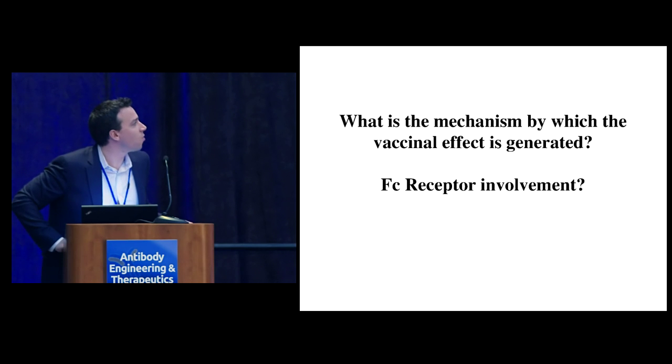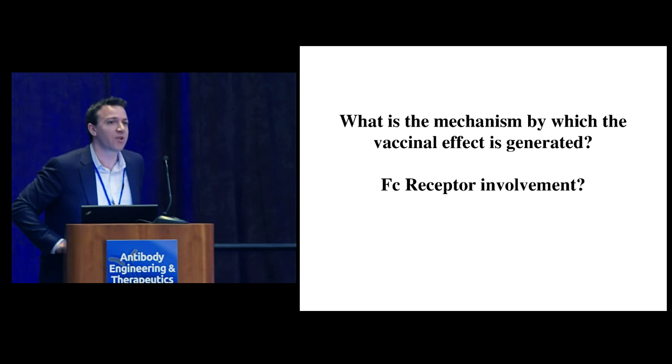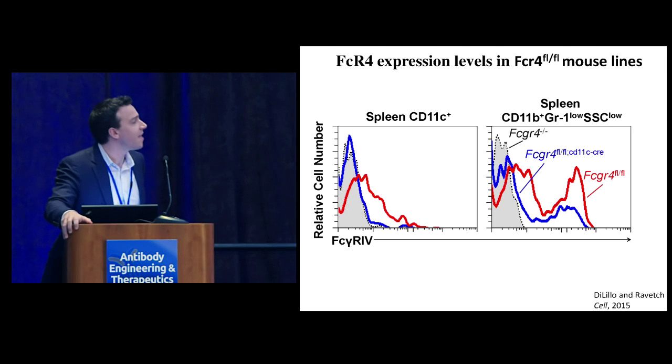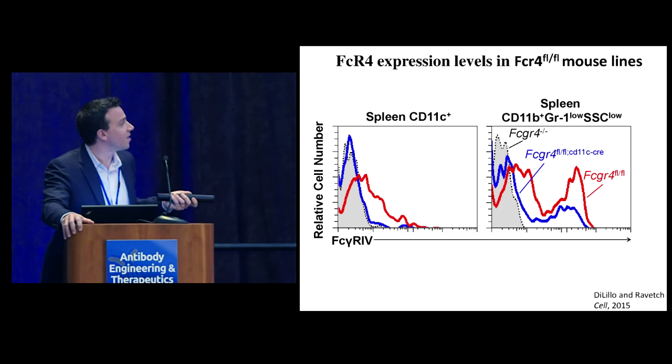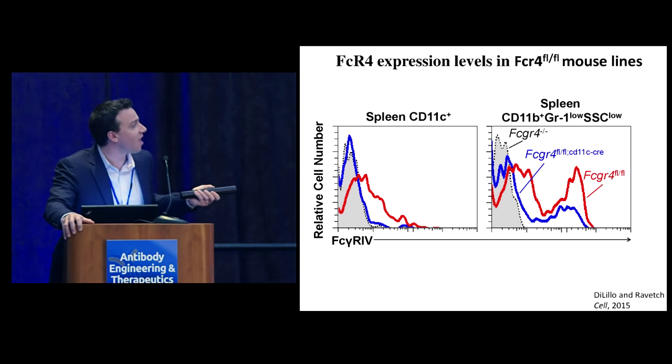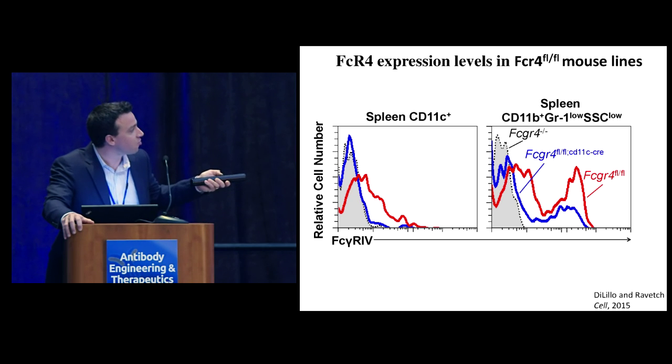So we wanted to understand what is the mechanism by which the vaccinal effect is generated, and we hypothesized that Fc receptors are involved. In order to get at that, we generated conditional mice in which Fc receptors, specifically the activating FcγR4, was deleted on CD11c high dendritic cells. Using mice in which FcγR4 was floxed and crossed to CD11c Cre, you can see that in the flox control mice there is good FcγR4 expression on your CD11c positive dendritic cells, and when you cross them to CD11c Cre, you completely lose FcγR4 expression on dendritic cells.